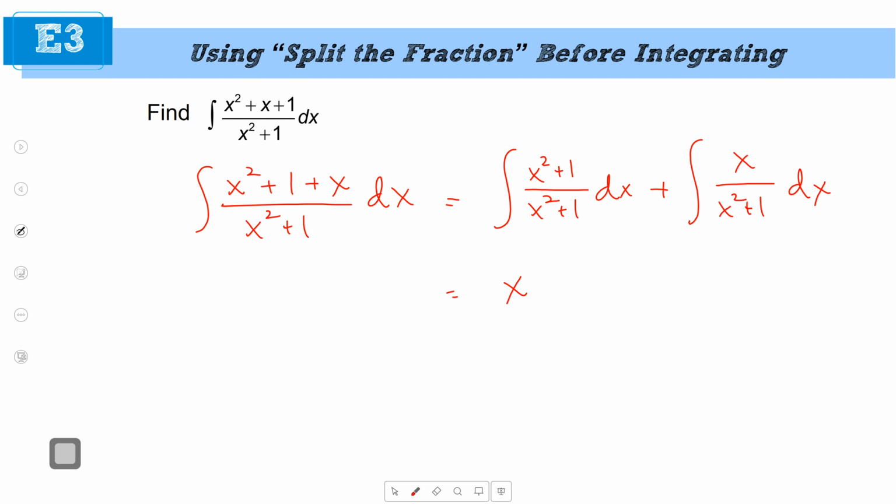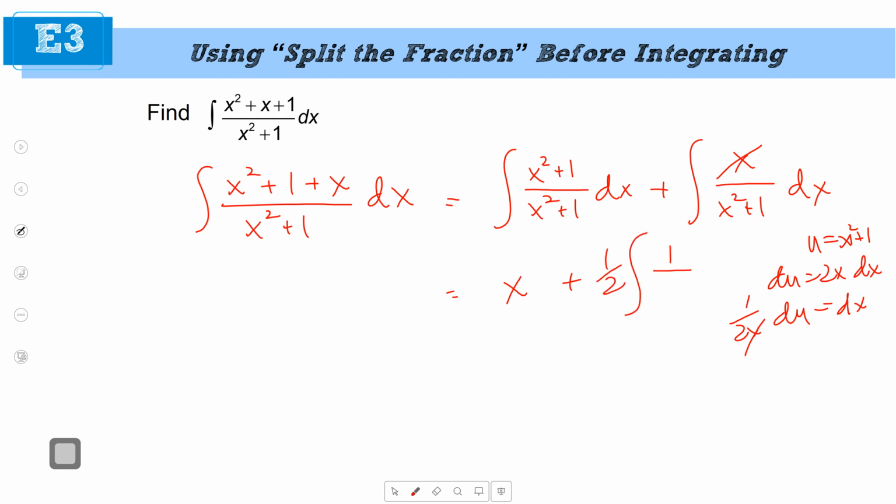The second one, however, is a u du. What's u? Good. So this u is going to apply only to this, x squared plus 1. So du is equal to 2x dx. So dx is equal to 1 over 2x du. The x's cancel, I'm happy. And that's plus 1/2 times the integral of 1 over u du.